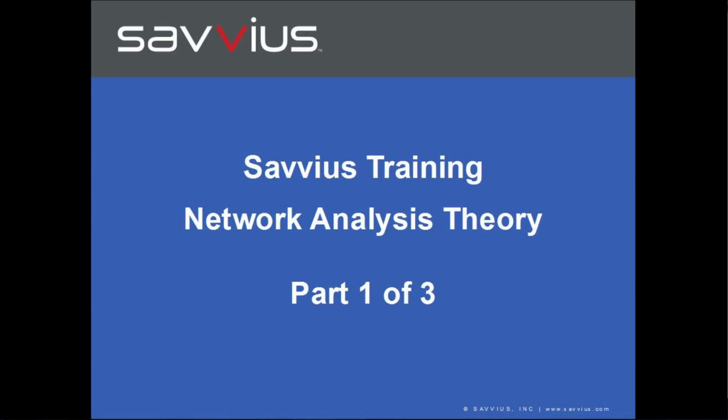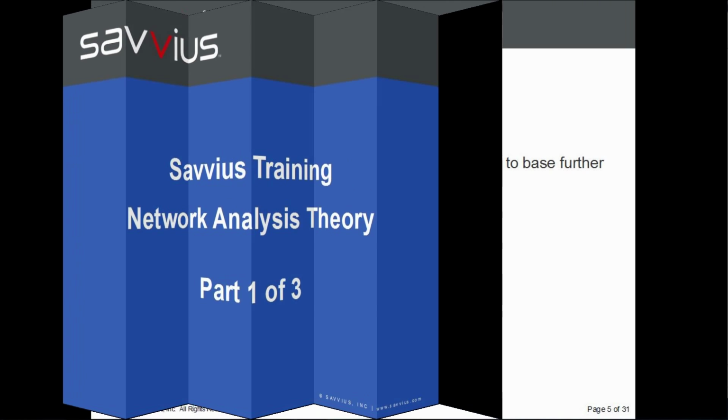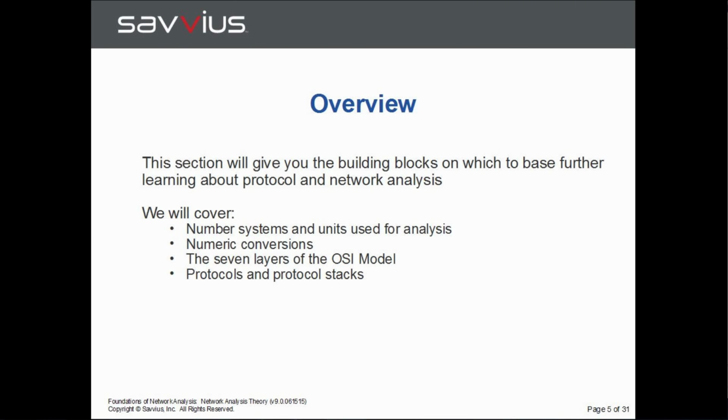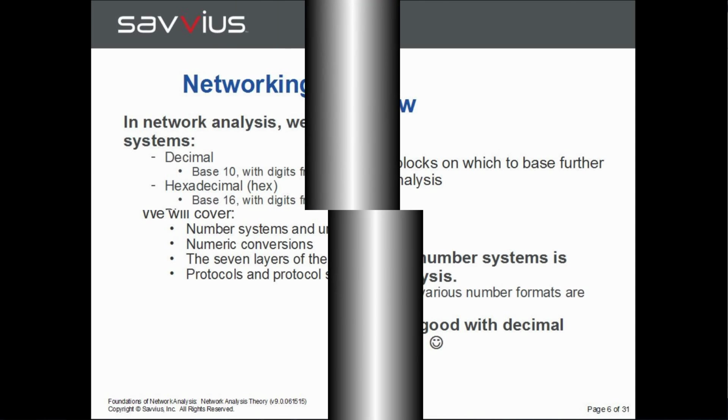Network analysis theory. I guess that sounds worse than it really is. The first section that we'll talk about today will give you the building blocks onto which we'll base further learning about protocol and network analysis. The topics we will cover include the numbering systems and the units used for analysis, and some numeric conversions. We'll then go into greater detail about the 7 layers of the OSI model, and protocols and protocol stacks in general.